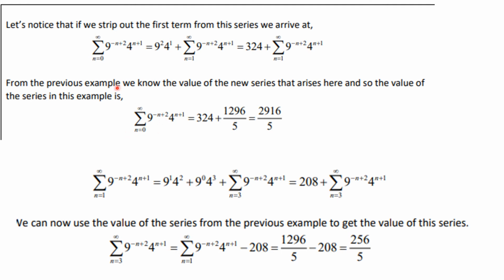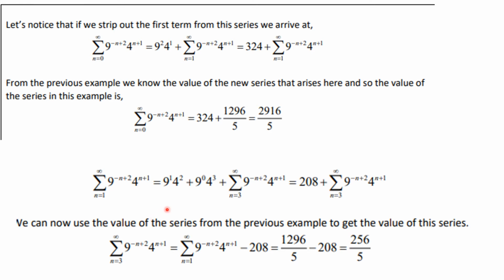Okay, so on this one, we strip out the first term, which is this, and now we're summing from n equal 1. And we have this, which is what we were talking about in the first problem. And so what we're going to have is this, when we multiply 81 times 4, we get 324 plus this. So this is 324 plus, we learned this in the previous problem, this was 1296 over 5. And so when you add those two things, getting a common denominator, you get 2916 over 5.